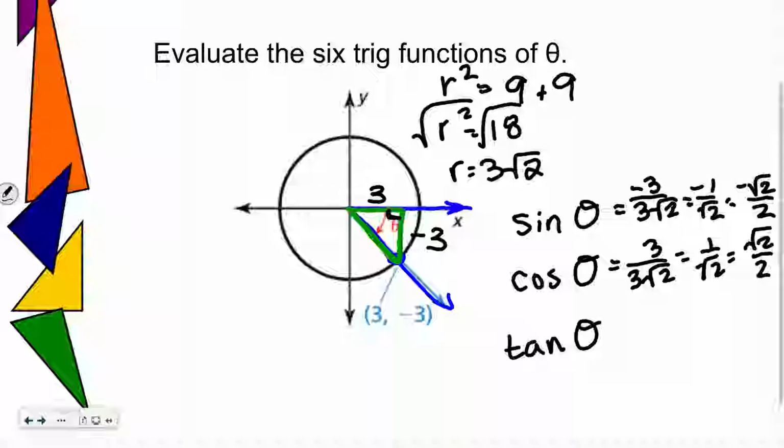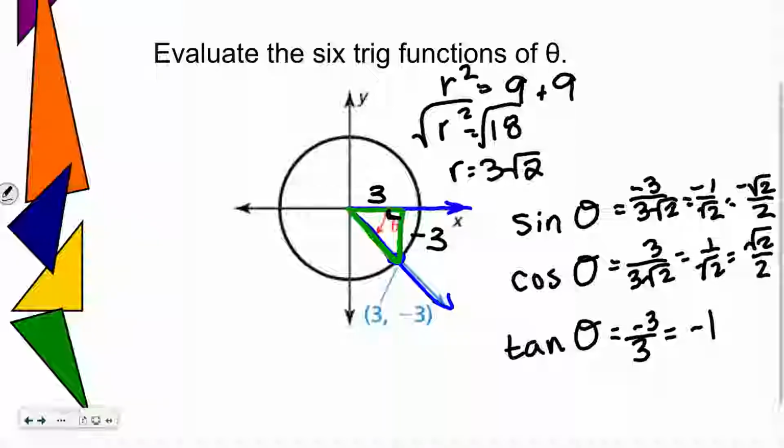And for tangent, 3 over -3, so it would be -1. No, opposite over adjacent is actually -3 over 3, right? If we want to make sure that we're labeling things correctly, -3 over -3 says -1. And then could you do the other reciprocal? Yeah, okay, cosecant, secant, cotangent, we could flip them.